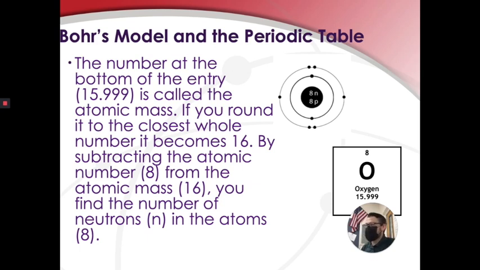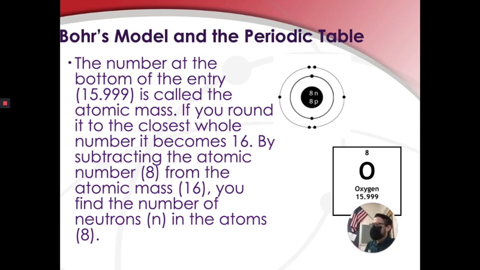So imagine you're gluing something together. Sometimes we can use lots of glue. Sometimes we can use very little glue, but we could still hold it together. Okay, so what that 15.999 represents is the average mass of an oxygen atom. So if we were just to pluck any random oxygen atom out of the air, it would on average have a mass of 15.999.